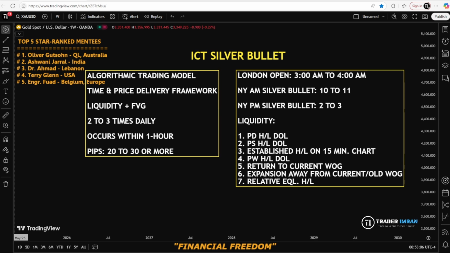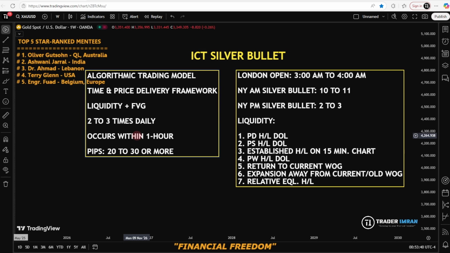What exactly is the ICT Silver Bullet strategy? The ICT Silver Bullet strategy is an algorithmic trading model that operates on a time-based framework, focusing on the liquidity and fair value gap, which occurs 2 to 3 times daily within a 1 hour time period.